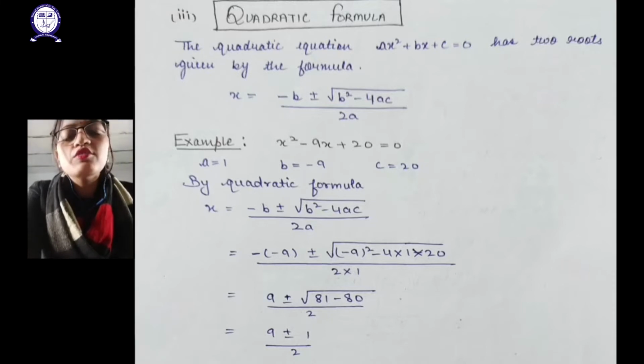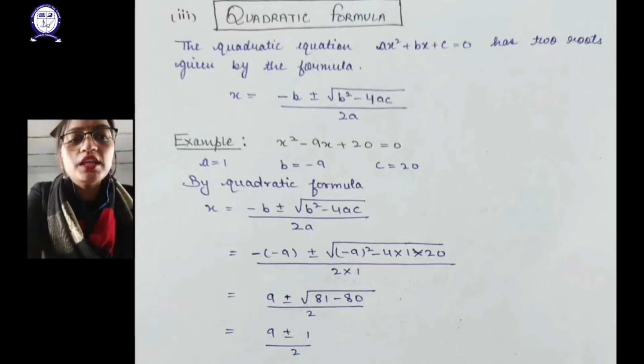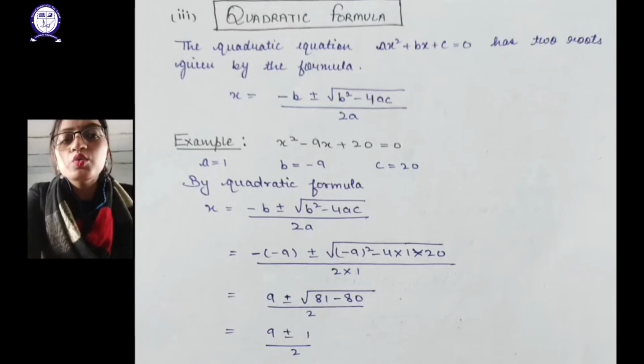Now by the quadratic formula we will just write down the formula and then put in the values. We know that b equals minus 9 and there is one minus sign in the formula also. So minus bracket minus 9, plus minus under root b square, that is minus 9 square, minus 4ac, that means 4 into a into c, that is 4 into 1 into 20 here, and divided by 2 into a, that is 2 into 1. Basically we are just putting the values of a, b, c in the formula as it is. Now minus minus 9, that is minus into minus, will become plus.